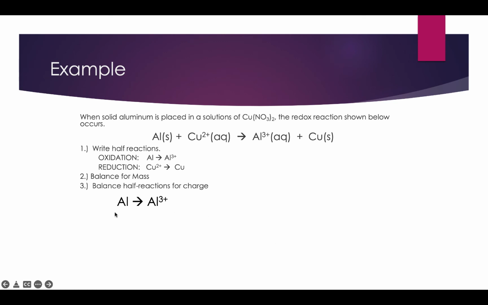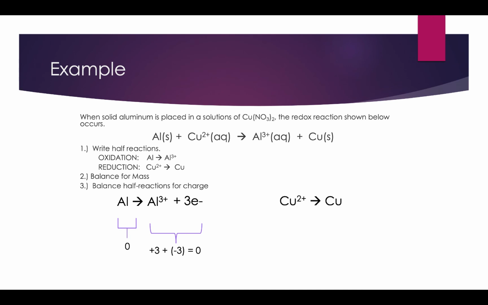Notice that right now the left side of the equation has a total charge of 0 and the right side has a total charge of +3. We need to equalize these charges by adding electrons. I'm going to do that by adding 3 electrons to the right side of the equation. That's going to give me a total charge of 0 on the right side, +3 plus -3 is 0, which balances the 0 charge on the left side. So this half reaction is now balanced for charge.